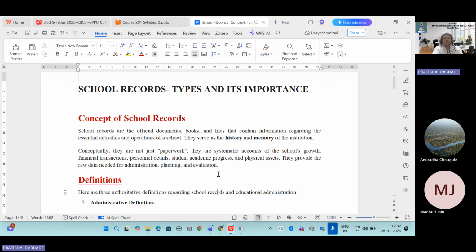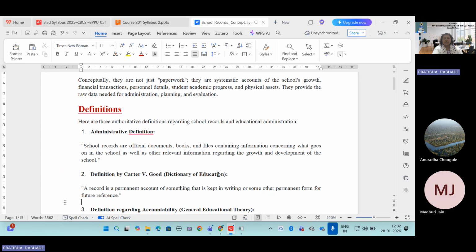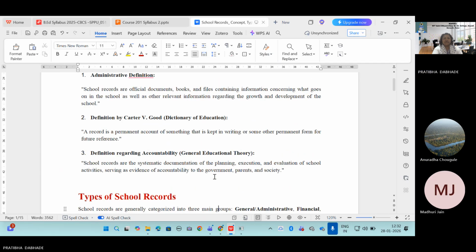Now I'm going to switch on the definition. Right? Okay, who will read the definition? Yes, Anuradha. Any one of you? Yes, ma'am. Come on, just a minute. Yeah, you can read the first one.